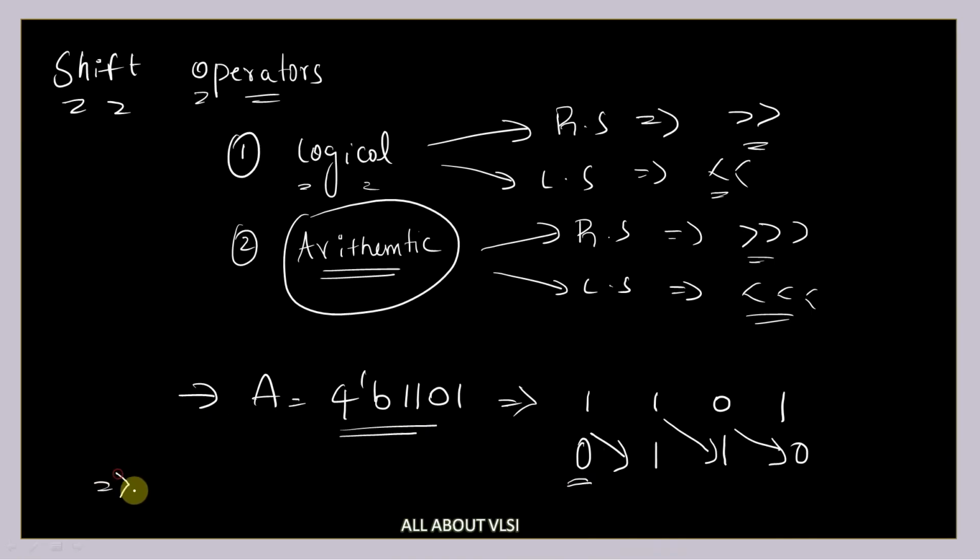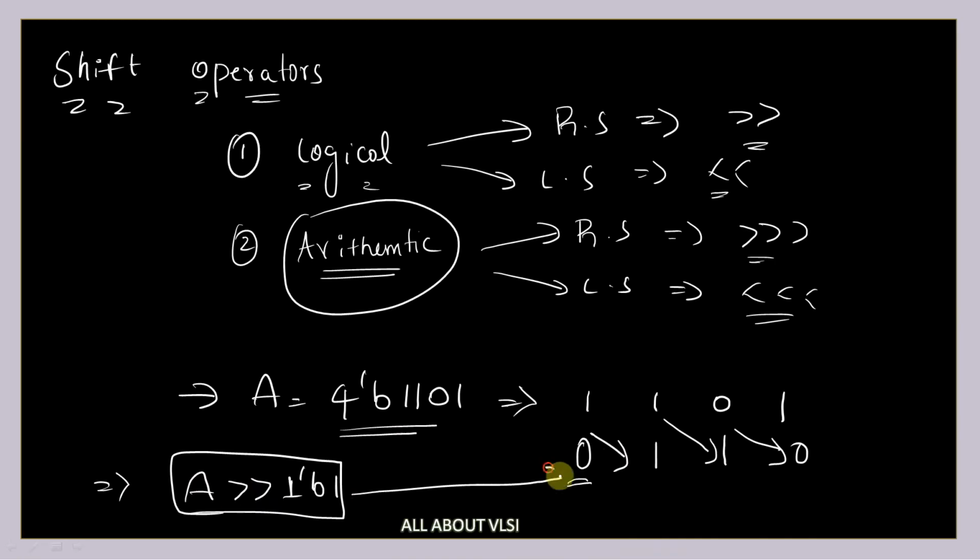How to write this? Simply write A right shift by 1 bit position. That's it. This is how you are going to perform the right shift operation. The resultant will be this.